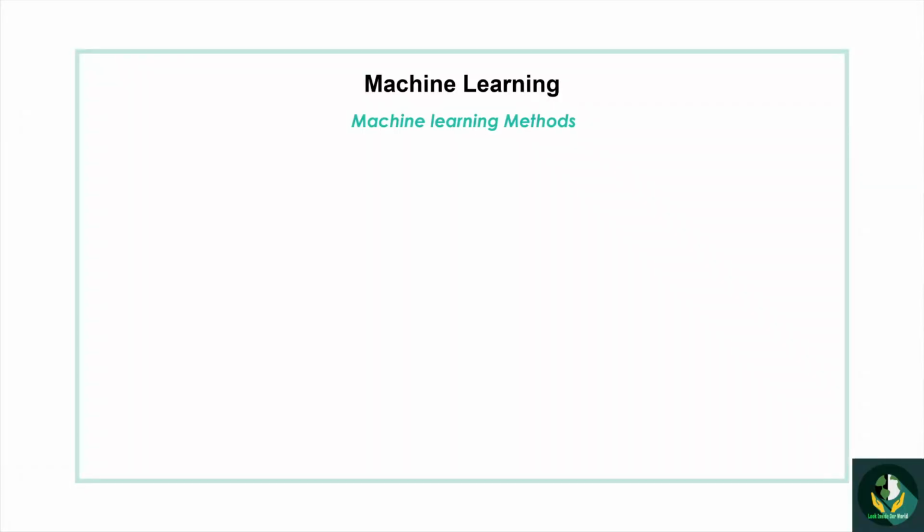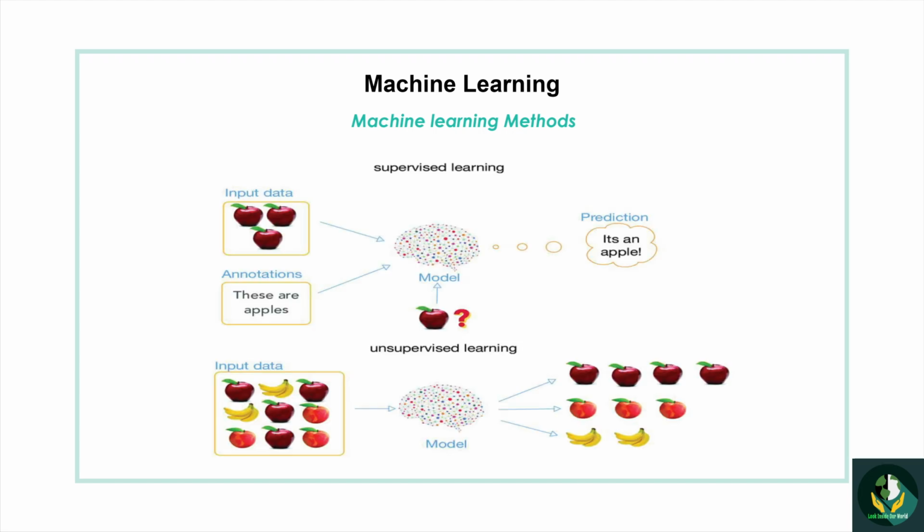In machine learning, tasks are generally classified into broad categories. These categories are based on how learning is received. Two of the most widely adopted machine learning methods are supervised learning and unsupervised learning. In the coming lectures, we will study them in detail.